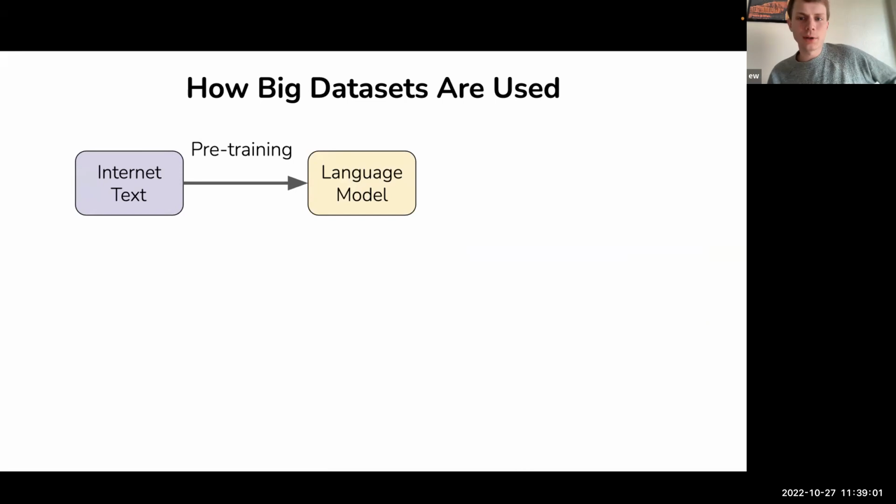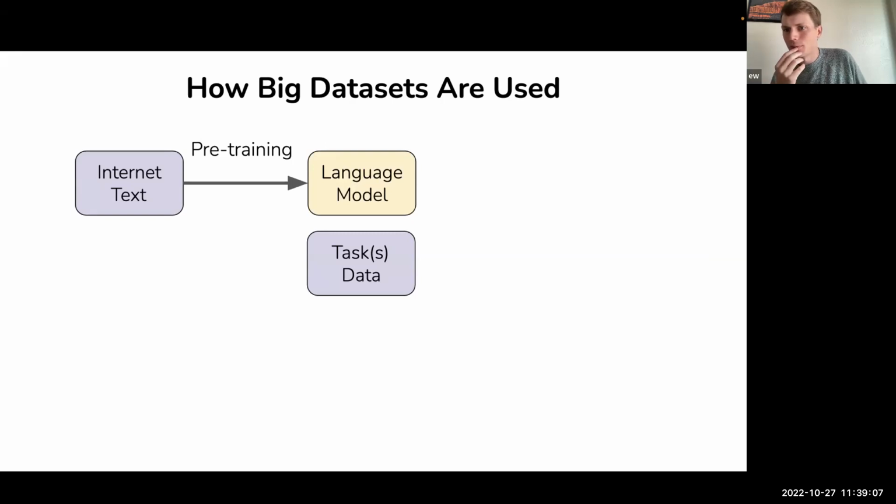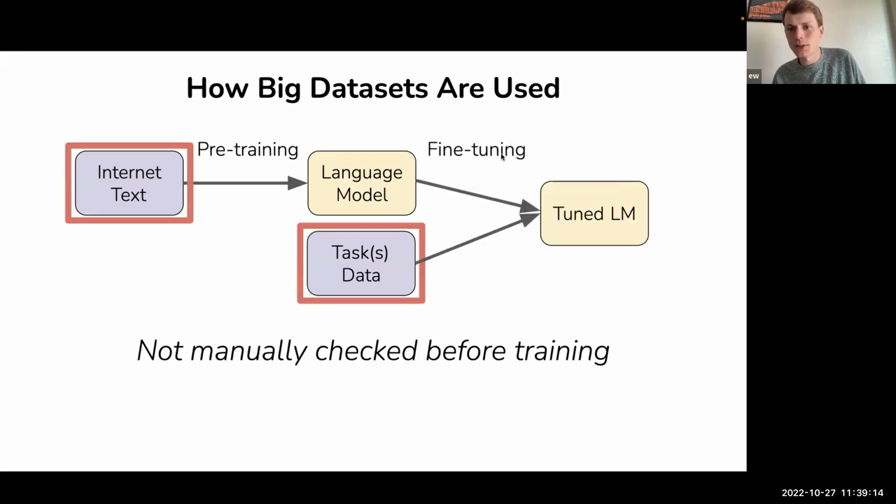And just concretely thinking about this problem, we have this natural pre-training and then fine-tuning paradigm, where we pre-train a model and then we have this massive multitask training set which we use to do some supervised fine-tuning to build some kind of final system. And a lot of these training sets are not actually checked and manually verified before you train on them.